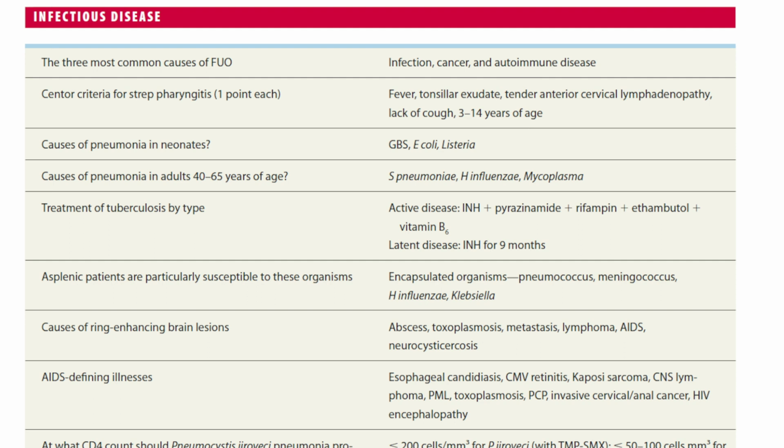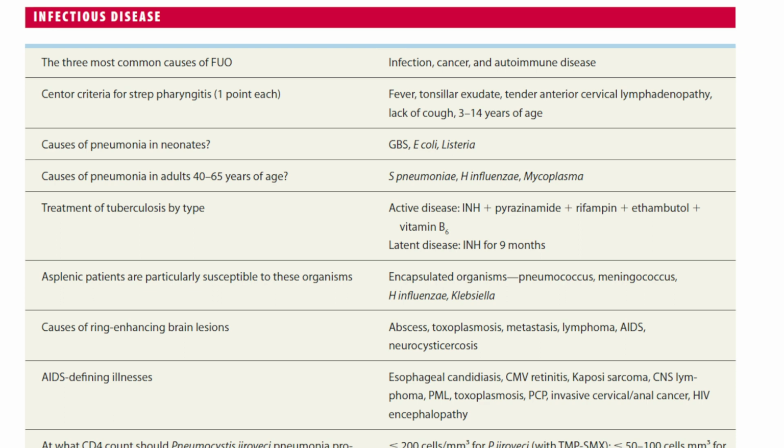Causes of pneumonia in neonates. You're going to remember this because neonates come into the world covered in a little gel from mom. The GEL is group B streptococcus, Escherichia coli, and Listeria. The word GEL will help you remember the three most common infections that cause pneumonia in neonates: group B streptococcus, Escherichia coli, and Listeria.